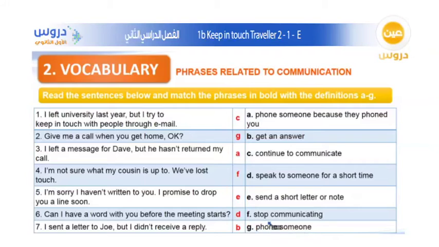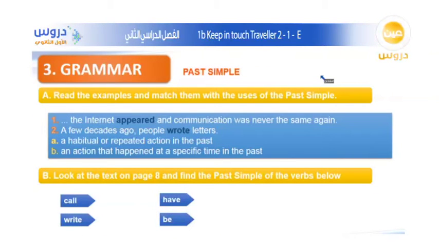And B, phone someone. C, phone someone because they phoned you. And the next here, stop communication. Send a short letter or note. And speak to someone for a short time. And the last one is get an answer.